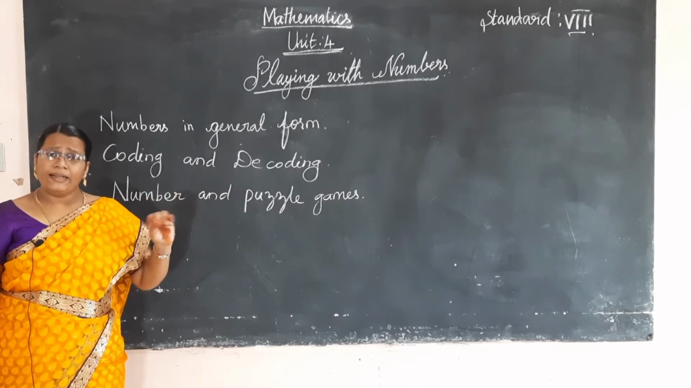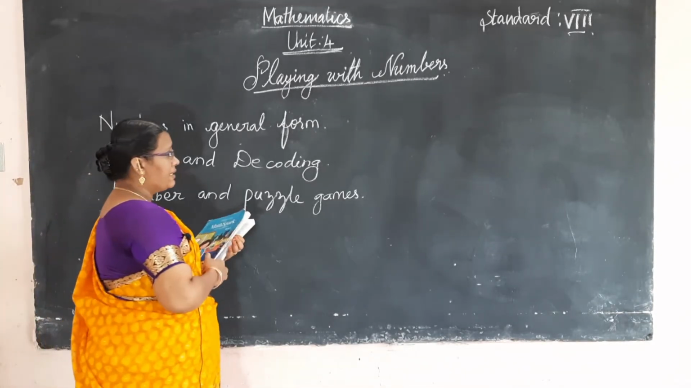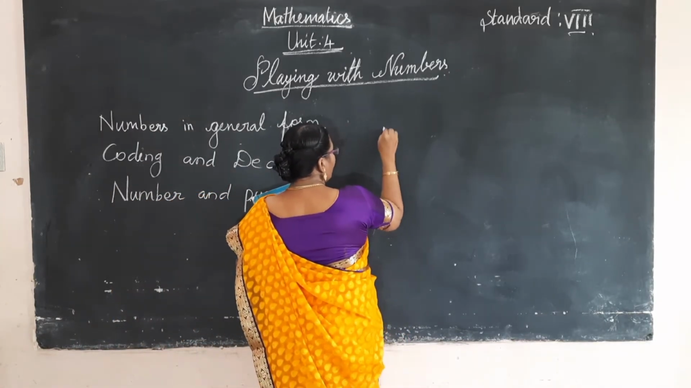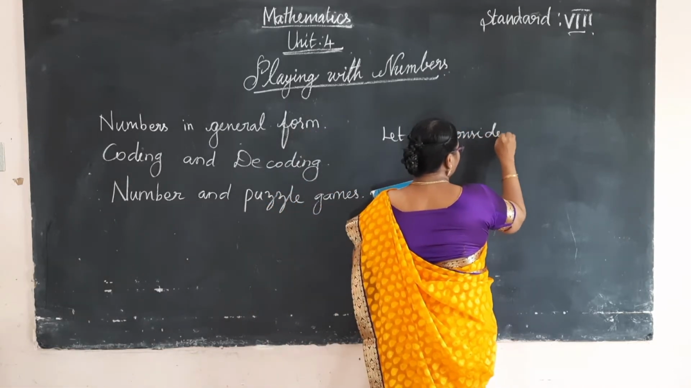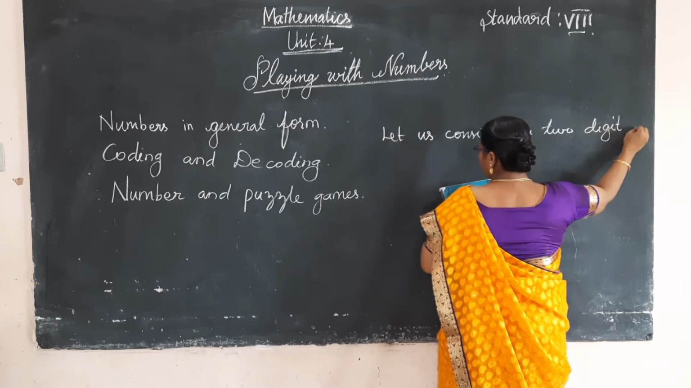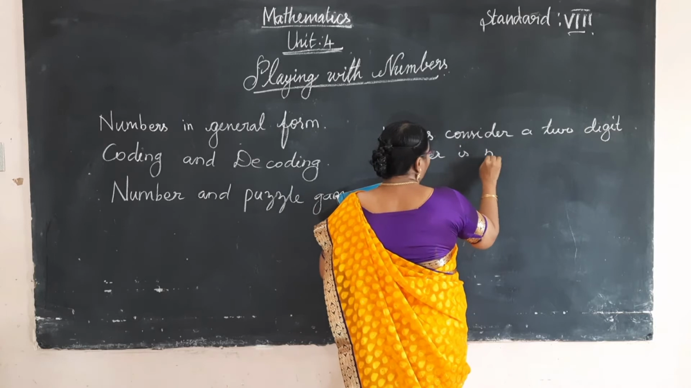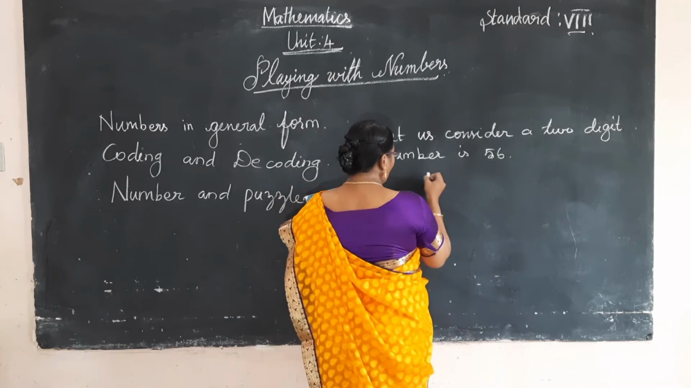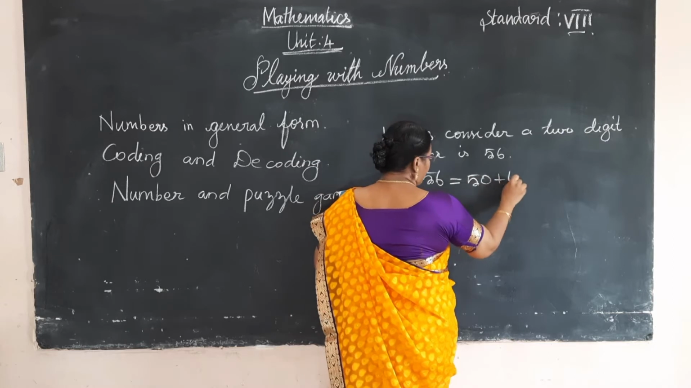method of writing numbers in an expanded form, is it? How can you write? For example, we have considered the 2-digit number. Let us consider a 2-digit number 56. How can you expand this number? So 56 can be written as 50 plus 6.